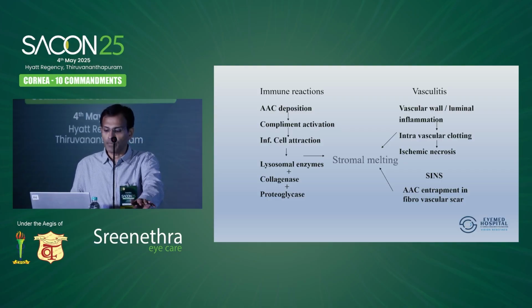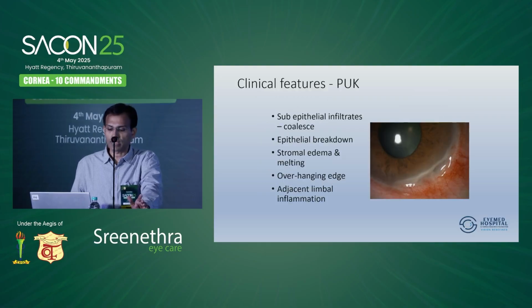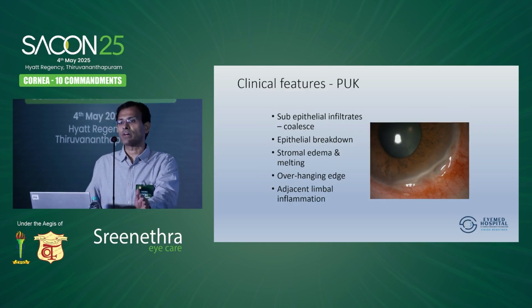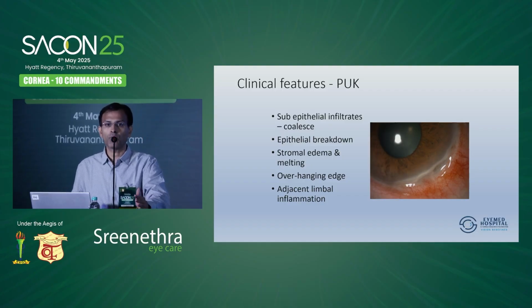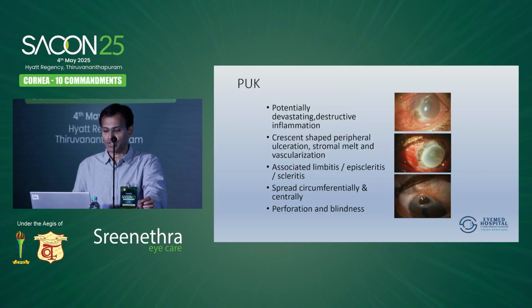This pathology is important because we have to make a barrier when you do a surgery to prevent all these collagenases and ischemic necrosis from happening. Clinically, when you see a PUK, typically you have subepithelial infiltrates and then they coalesce, with epithelial breakdown. The stromal melt is much faster than the epithelium. That is why you have overhanging edges here, and there is significant adjacent limbal inflammation. So they can be potentially very devastating.